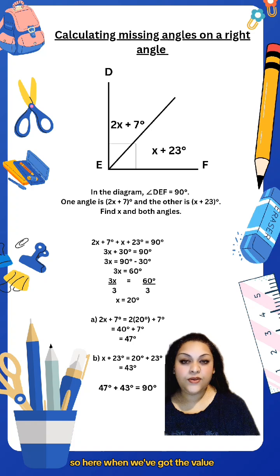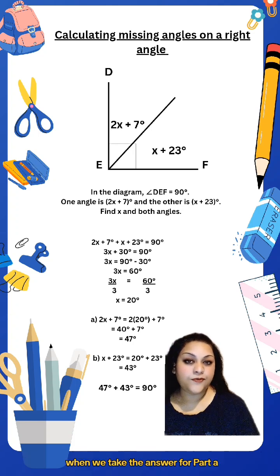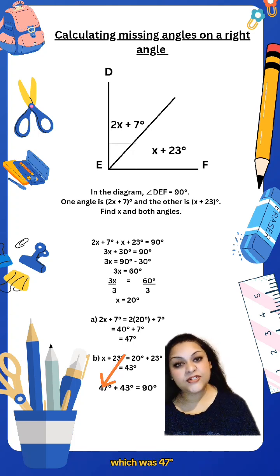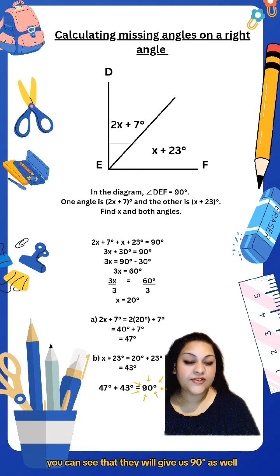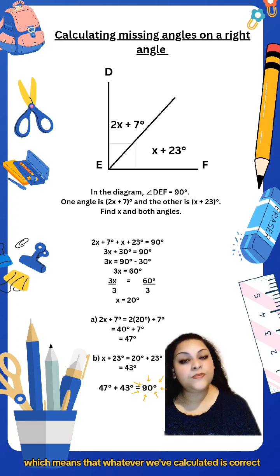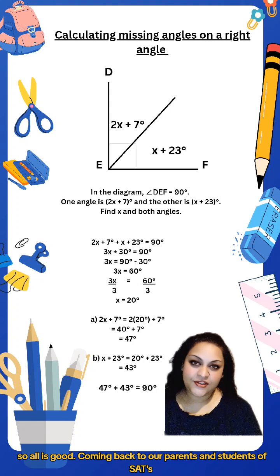So here, when we've got the numerical value of the two angles together, they should give us 90 degrees. When we take the answer for part A, which was 47 degrees, and the answer for part B, which was 43 degrees, and we add them together, you can see that they give us 90 degrees as well, which means that whatever we've calculated is correct. That is our way of checking if it is correct. So we get 90 degrees, so all is good.